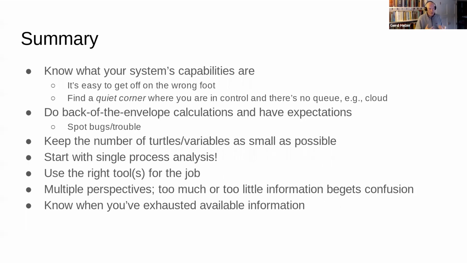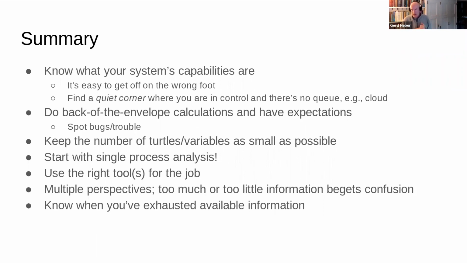It's also important to keep the number of turtles or variables as small as possible. So like in this exercise, sure, if you have a parallel file system, you can set that up in the cloud as well. It doesn't help in the first round of analysis. It's just additional things that can go wrong and that will go wrong under the right circumstances. So keep the number of variables small.